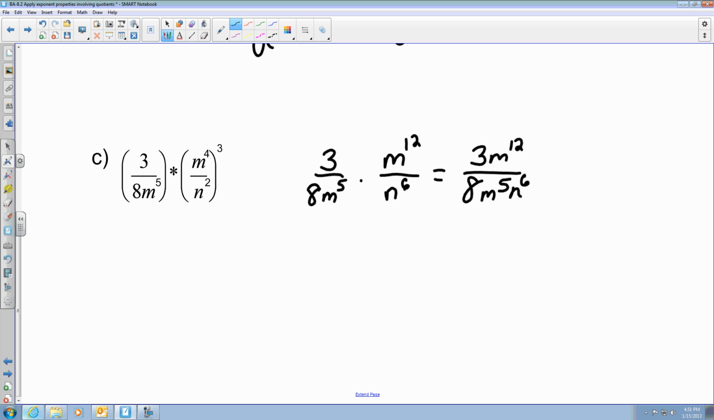Now I can simplify this more because I have the same bases of m and m in the numerator and in the denominator. And so I can use the quotient of powers property to say that this is 3, and we've got m in the top, and 12 minus 5 gives us 7, divided by 8 n to the 6th.